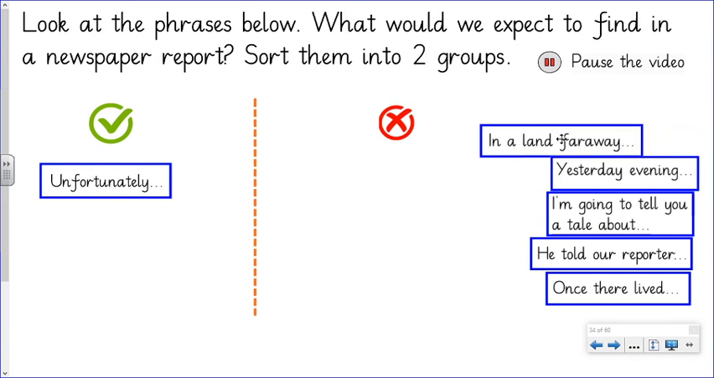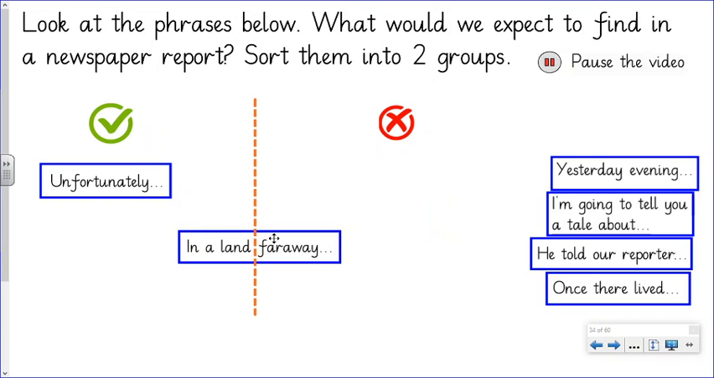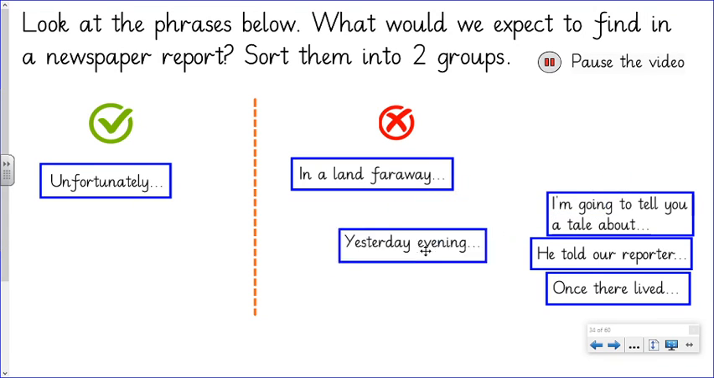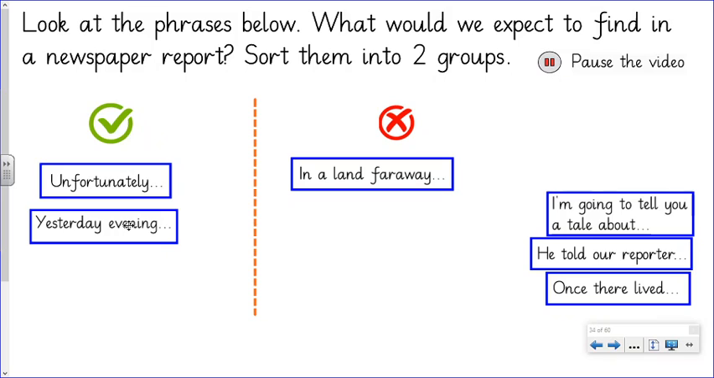Next one we've got in a land far away. Now I hope everybody's got this one on this side. This does not belong in a newspaper report. This might be in a story when we are telling a story about something, but it's not going to be in a newspaper report. Next, we've got yesterday evening, and that does belong in a newspaper report because you are reporting on the events that have happened.